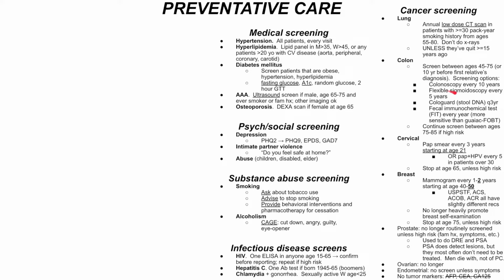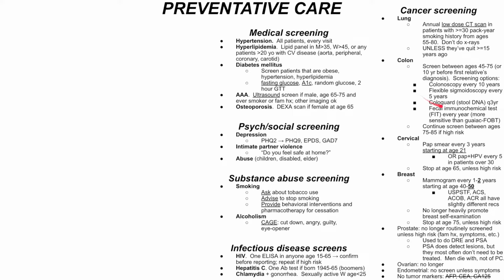Another option is a flexible sigmoidoscopy, and you would do this every 5 years. This is similar to a colonoscopy in that you're putting a camera and looking up their bottom. This is done more frequently because it doesn't go quite as far up into the colon, so it kind of looks into the sigmoid colon.